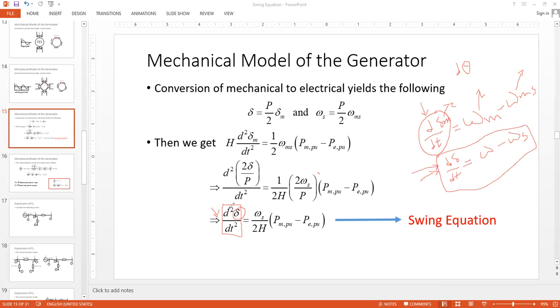Out of this second order ODE, we are looking for two first order ODEs. So this is one of the ODEs. What should be the second ODE? The second ODE can be written simply like this. If you take the time derivative of this again, what do you get? d square delta over dt square. So what can you write on this side? What is omega s? Is it a constant or a variable? Constant. It is a constant.